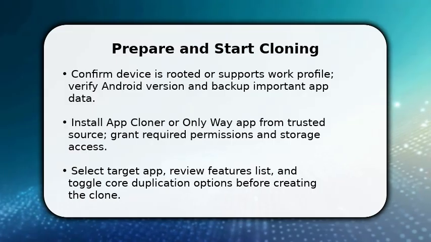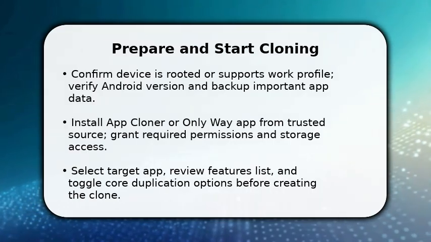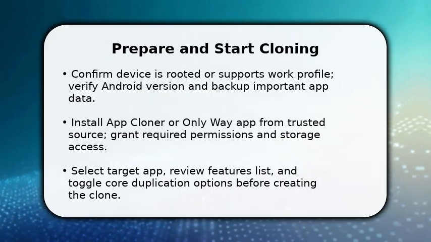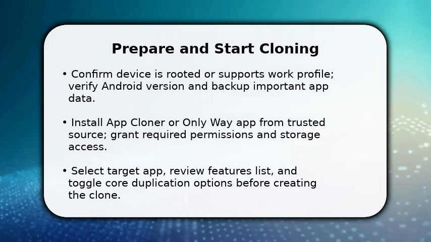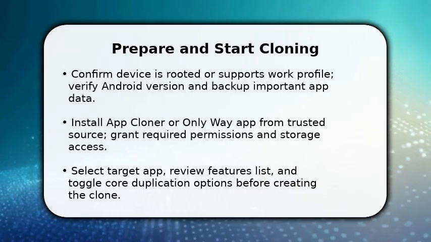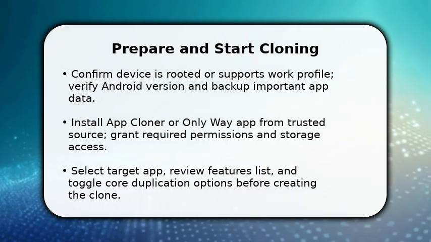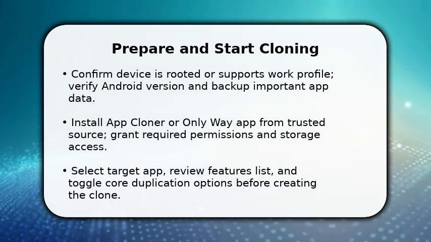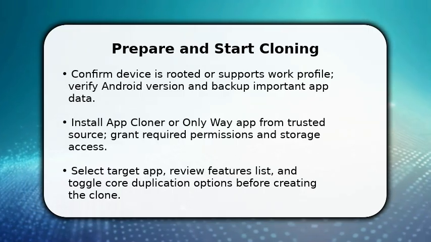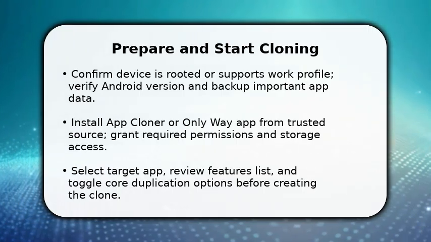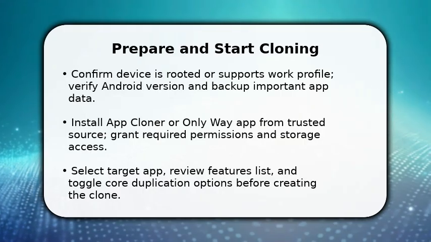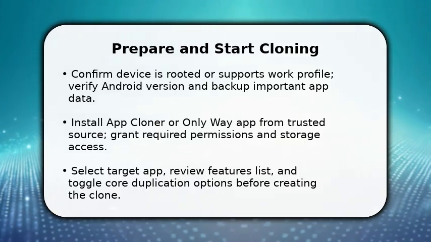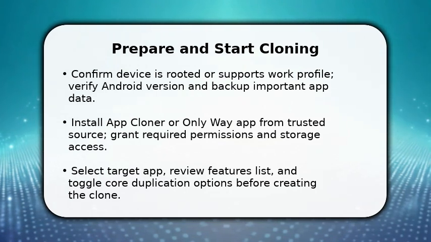You begin by preparing the device and choosing the app to clone. First, make sure you have the required environment, either a root-enabled phone or a device that supports work profiles. Once ready, install only WAY and grant storage plus accessibility permissions so cloning can run. Next, open the app, locate the target application, and tap to start a new clone. You do this because permissions and environment determine whether the cloned package will run independently and avoid conflicts.